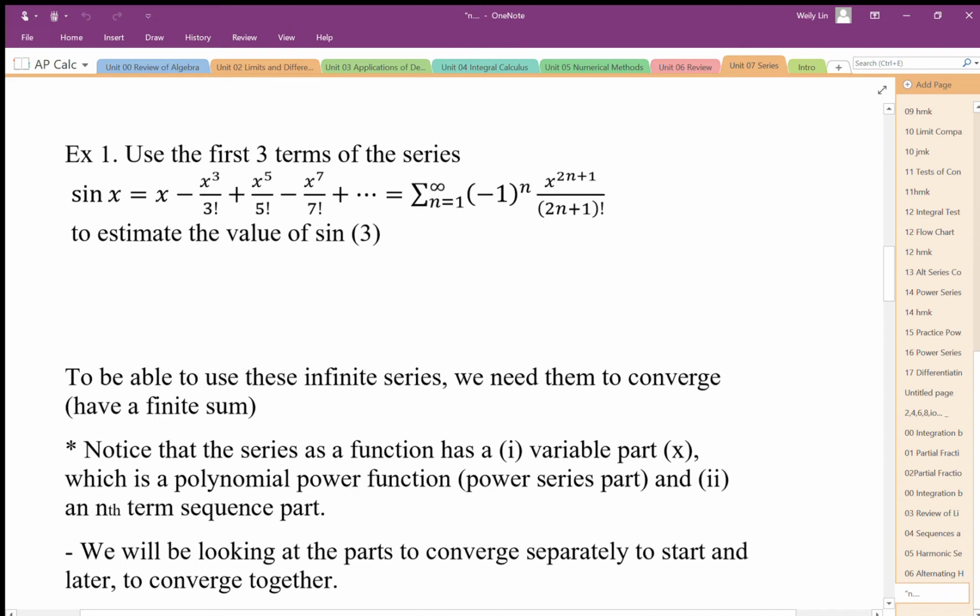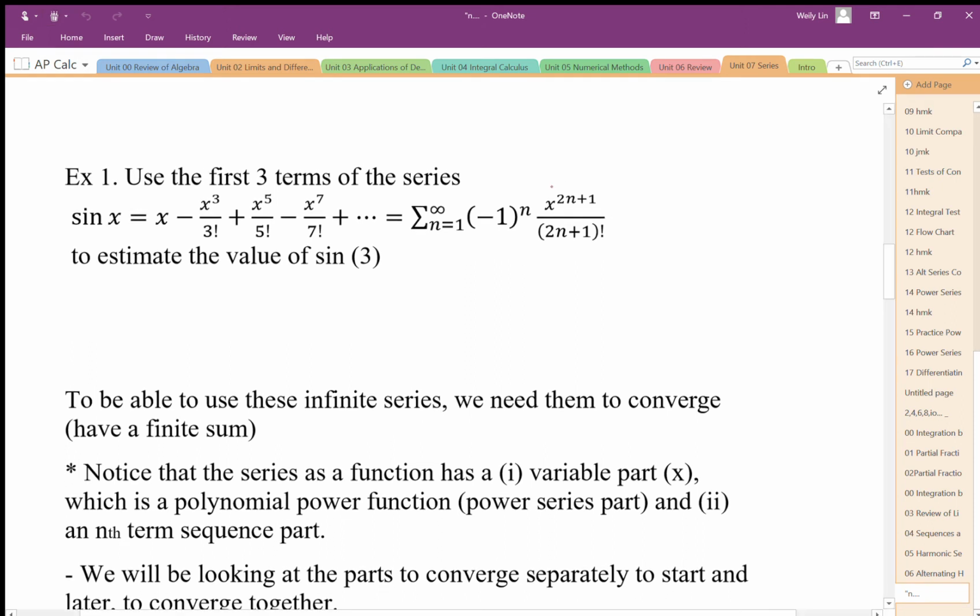Now, again, I want to reiterate there is a power series part to it. This involves the variable x. So x can change, and x is a variable in the function. And then we also have the sequence part of this, which is this part here. So there are two parts to this.